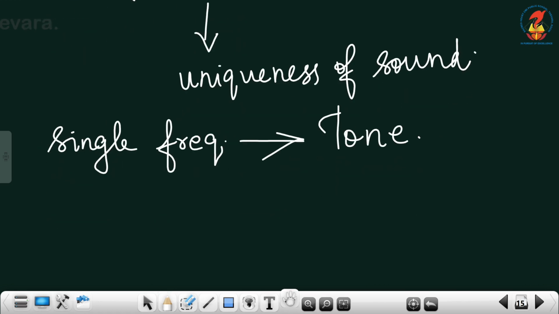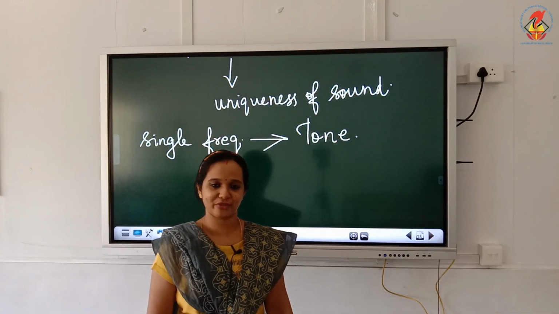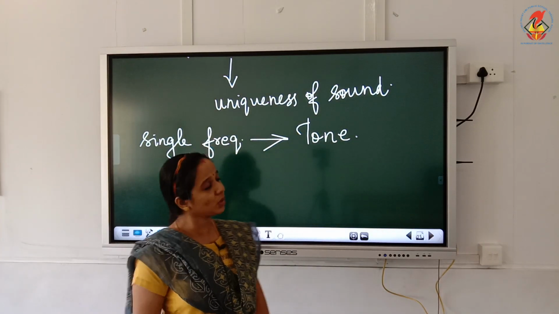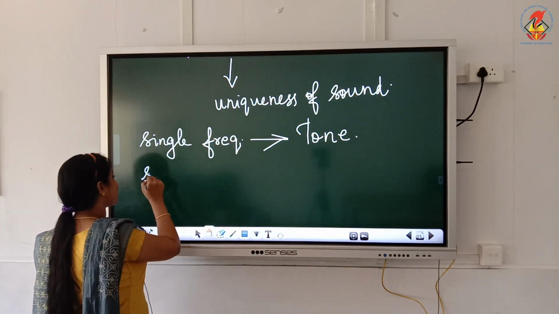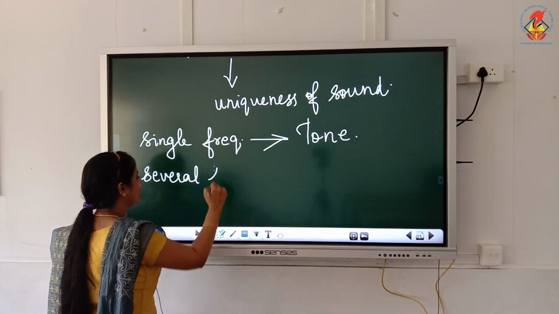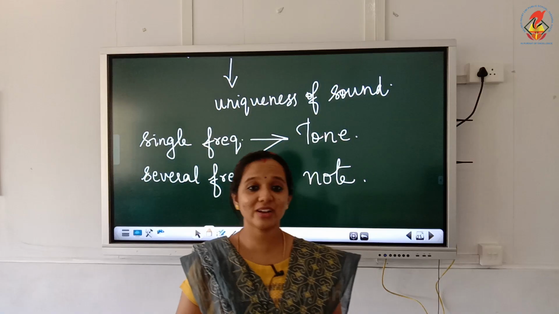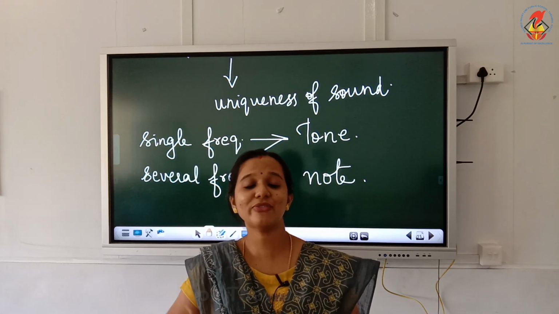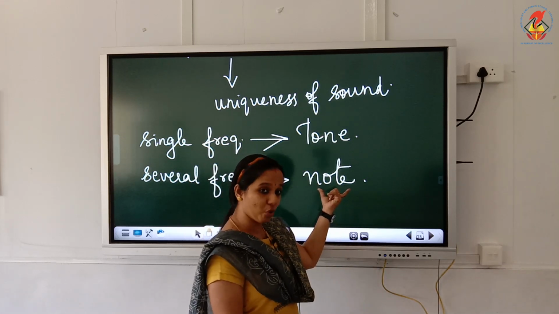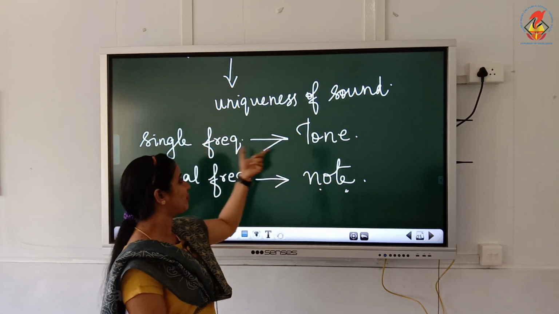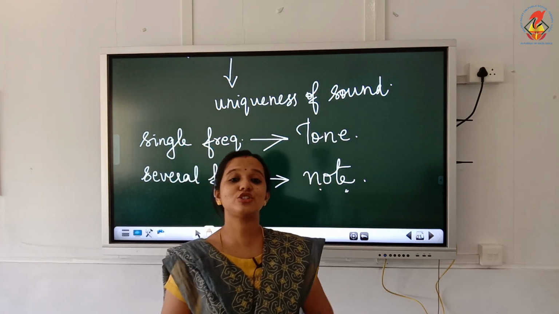Now consider the music heard from a music player. It is a blend of several frequencies. The music heard is a blend of several frequencies. Music has many frequencies in it. And such a sound is called a note. If a sound has several frequencies, such a sound is called a note. If a sound only has a single frequency, such a sound is called a tone.